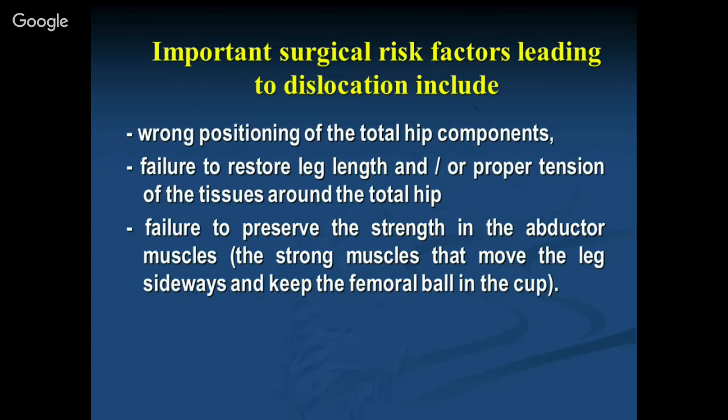Then failure to preserve the strength of the abductor muscles. That is very important. Generally, in all the operations we are doing here, we do not cut the abductors, but in some cases we do a trochanteric osteotomy. We do a sliding trochanteric osteotomy. Then we have to fix the trochanter very well. Otherwise, if the trochanter goes into non-union, there will be abductor weakness. Second, if the neck length becomes short, then the abductor length will be lost and abductor weakness will be there.